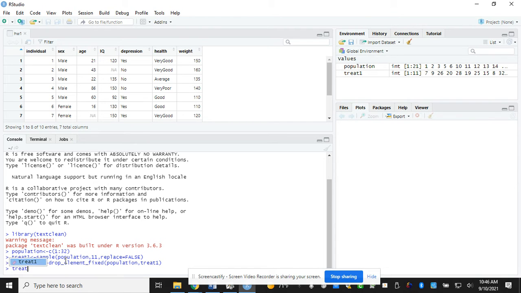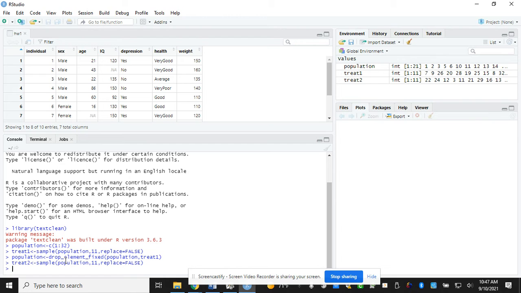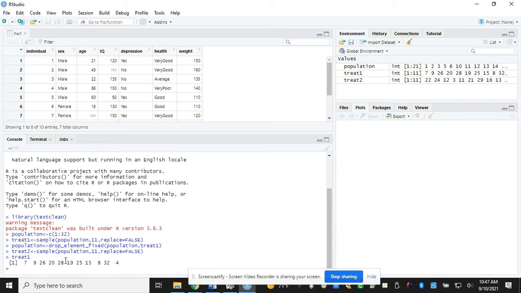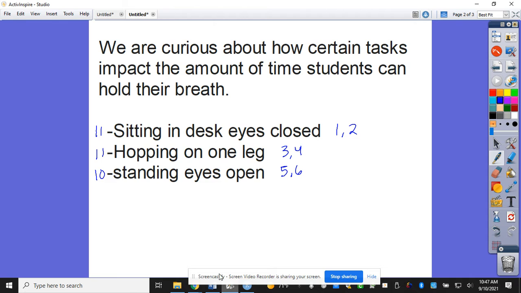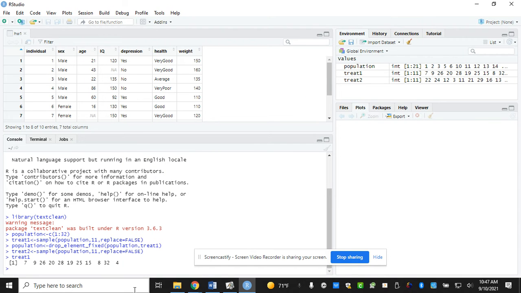And then treatment 2 is going to be sampling from what's remaining of the population. Okay, so treatment 1 is going back to here. Sitting in a desk with your eyes closed are numbers 7, 9, 26, 20, 28, 19, 25, 15, 8, 32, and 4. So if I just called out your number, raise your hand really quick.